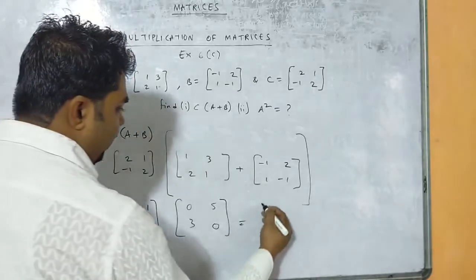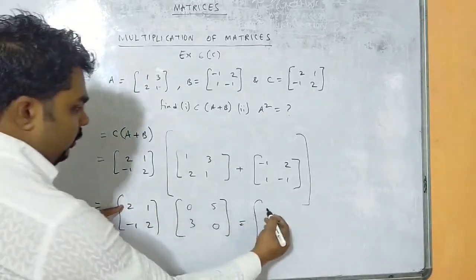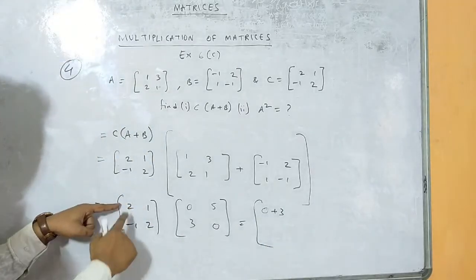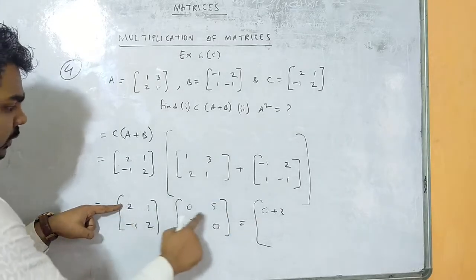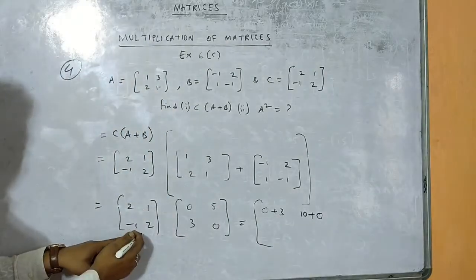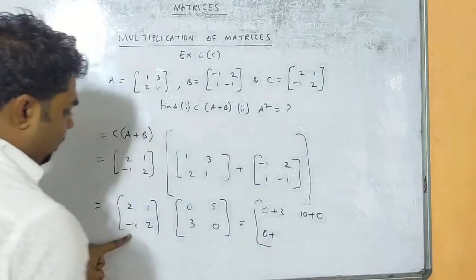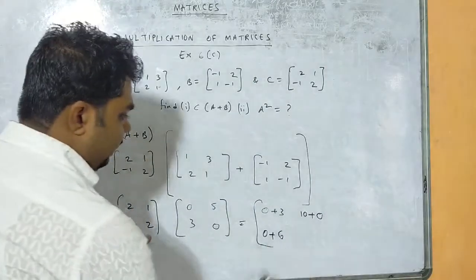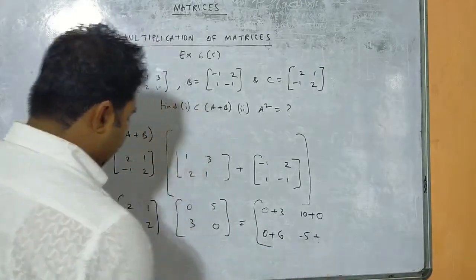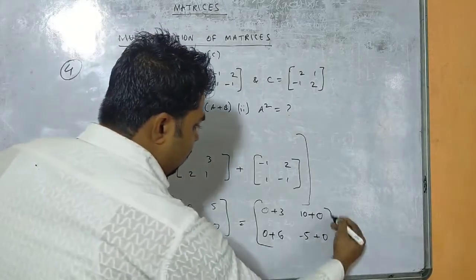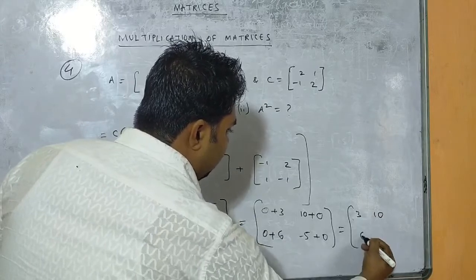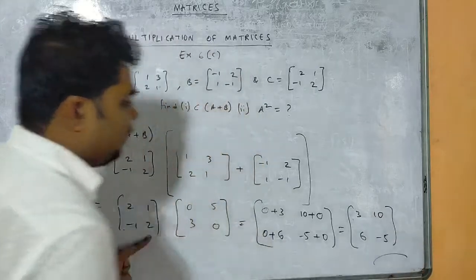Now we need to multiply these 2 matrices. So 2 into 0, 0, plus 1 into 3, okay? Direct multiplication now. Now row 1 with column 2, 2 into 5, 10, plus 1 into 0, 0. Next, minus 1 into 0, 0, plus 2 into 3, 6. Now row 2 with column 2, minus 1 into 5, that is minus 5, plus 2 into 0, 0. So what is our answer? Our answer is 3, 10, 6, minus 5. So this is our answer, okay?